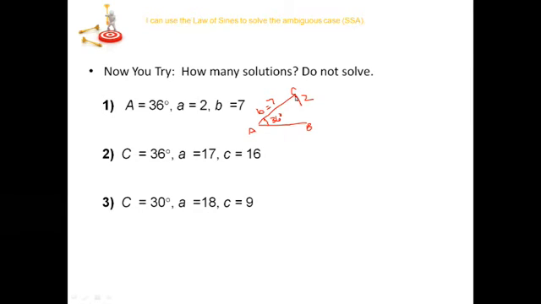What I need to do is check my height and see if the height here is smaller than 2. So I get the sine of 36 equals h over 7. 7 sine of 36 equals h. And I'm going to get h of about 4.1. So what that's telling me is that my altitude here is 4.1, but the side I was given is only 2. Obviously it's not going to fit. So this one, we would have 0 solutions.